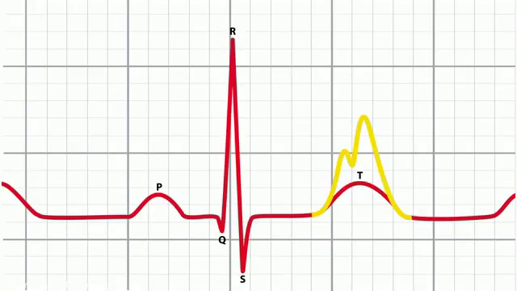Next question. How does hyperkalemia affect the shape of T waves? So remember, T waves mirror the potassium level. So with high potassium, you get tall peaked T waves. With low potassium, you get flattening of the T waves, maybe also a U wave.